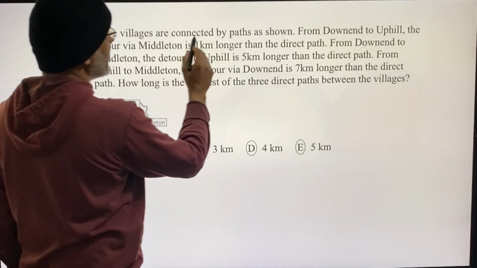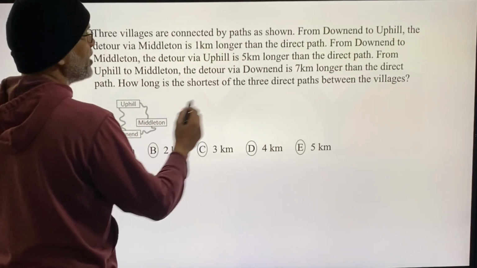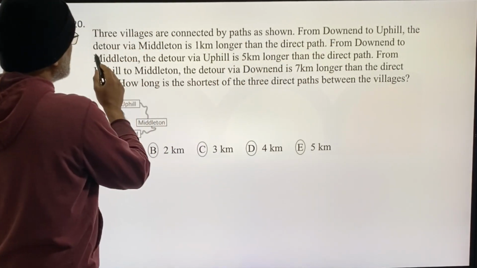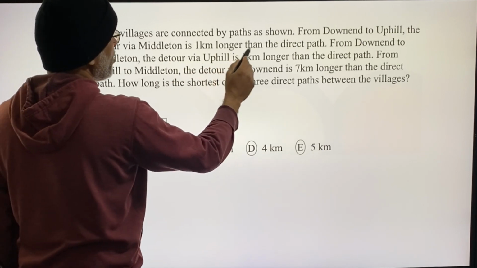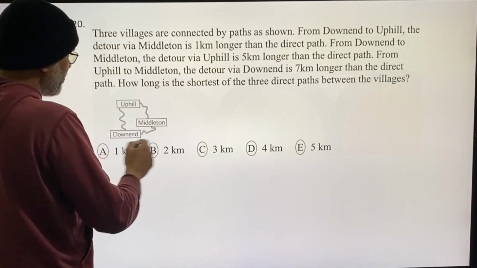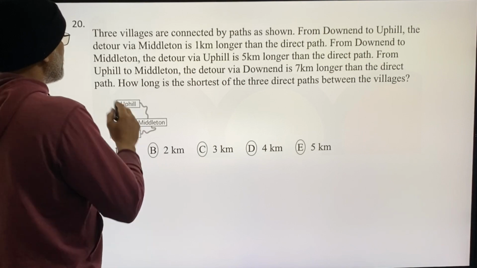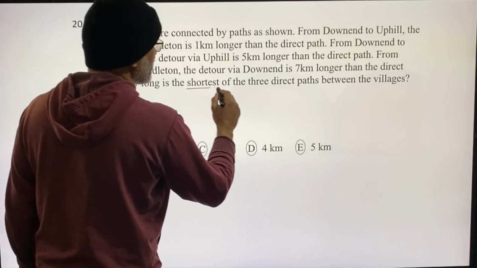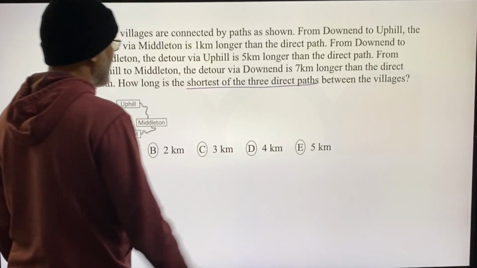Three villages are connected by paths as shown here. From Downend to Offhill, the detour via Middleton is 1 kilometer longer than the direct path. Alright, some paths are given. The question is, how long is the shortest of the three direct paths between the villages?